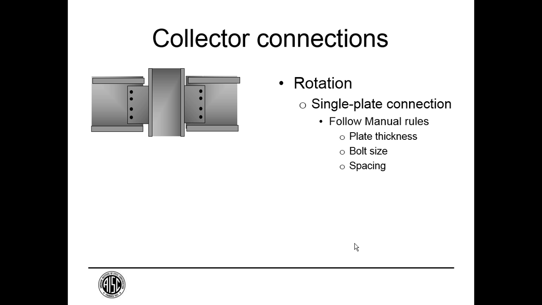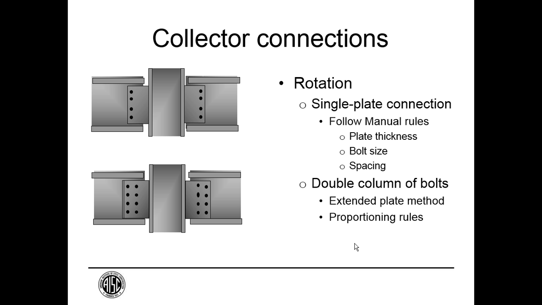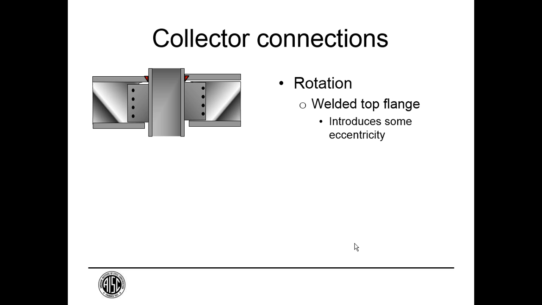We also have a rotation demand as part of these connections. As we deform the frame laterally, we're imposing a rotation. A single plate connection has very large rotation capacity. So does the double angle. You can also use the extended plate method for a double column of bolts if you need more strength.